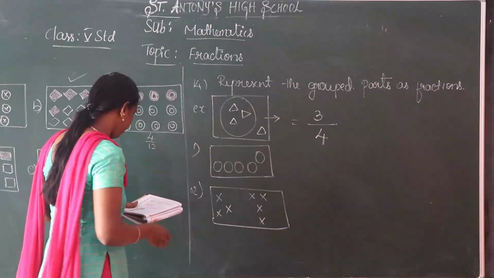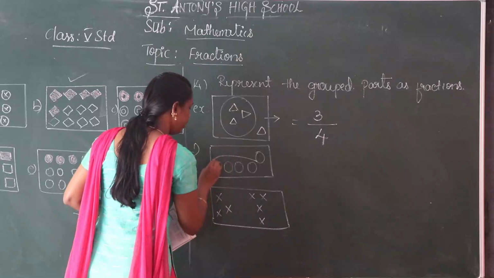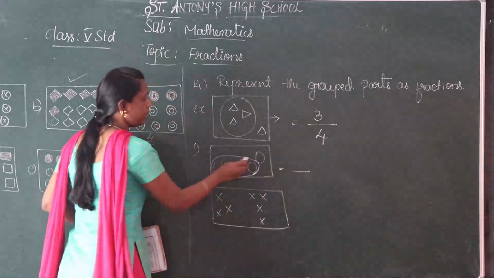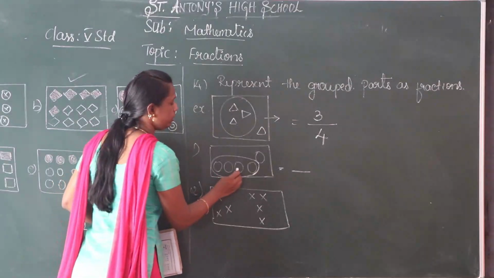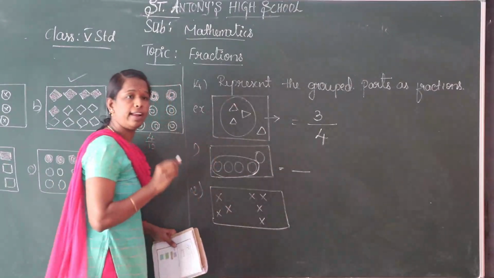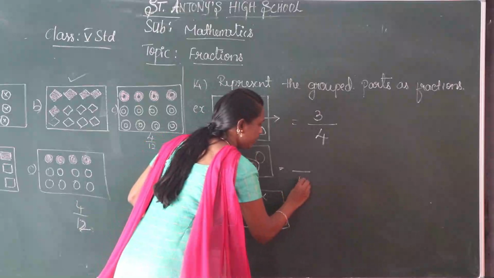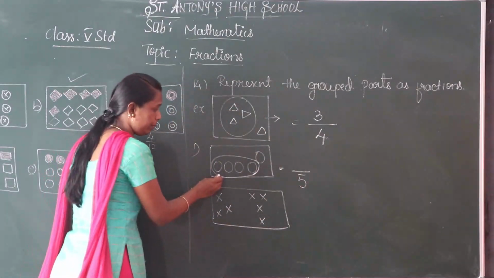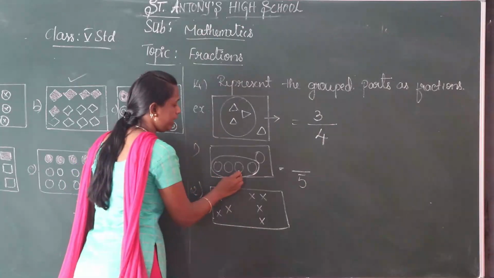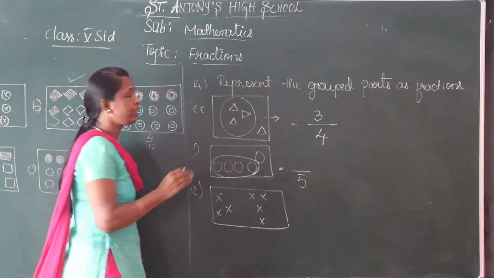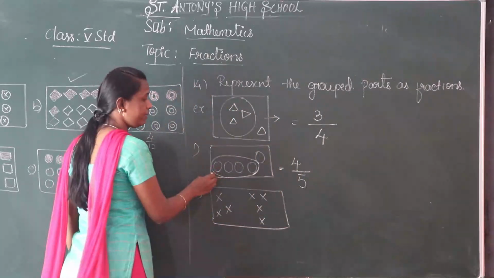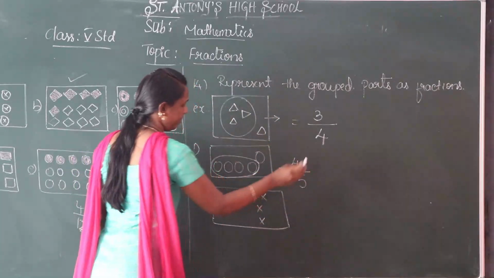Next, the second example. Here they are grouped into 4 balls. The total number of parts is 1, 2, 3, 4, 5. So 5 goes in the denominator place. The grouped parts are 1, 2, 3, 4, so 4 goes in the numerator place. The fraction for this figure is 4 by 5.